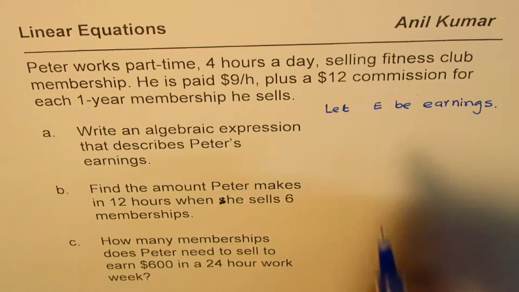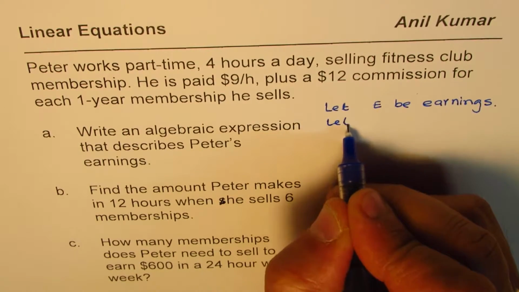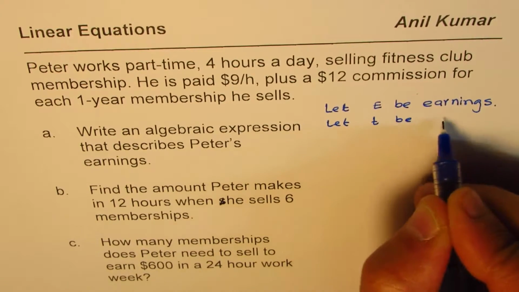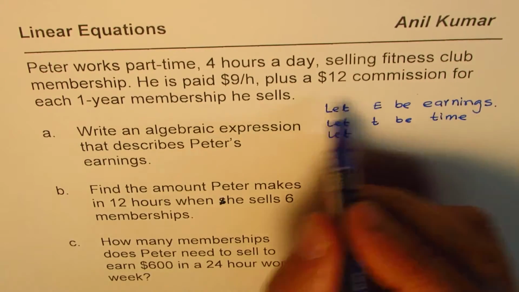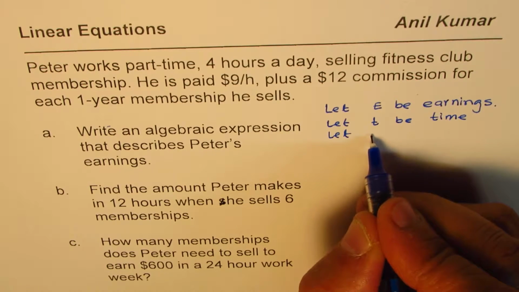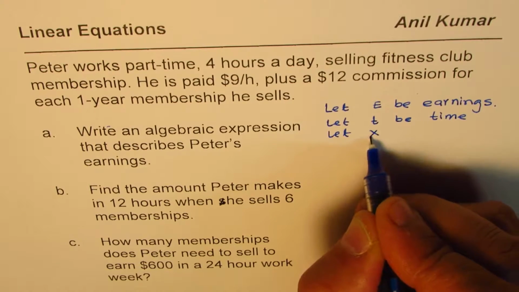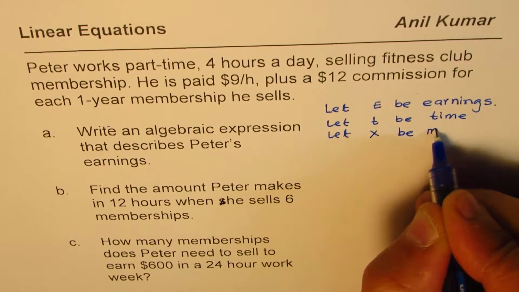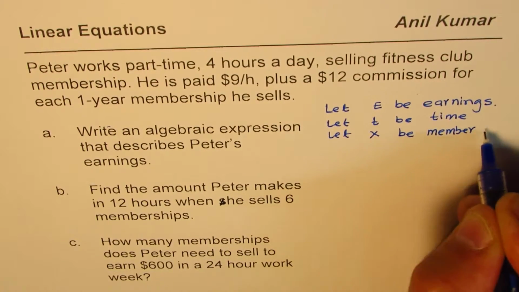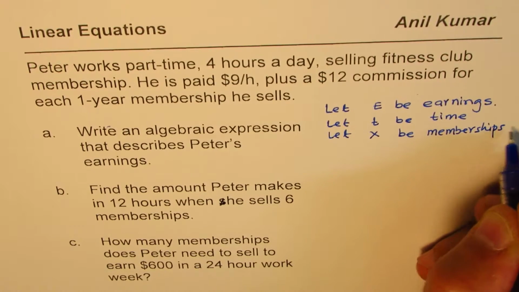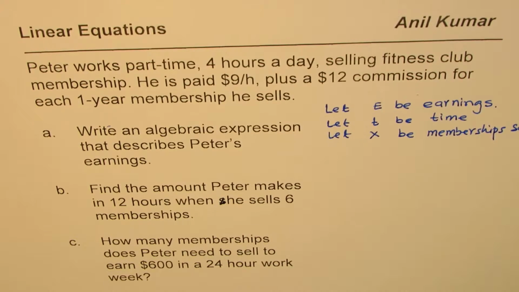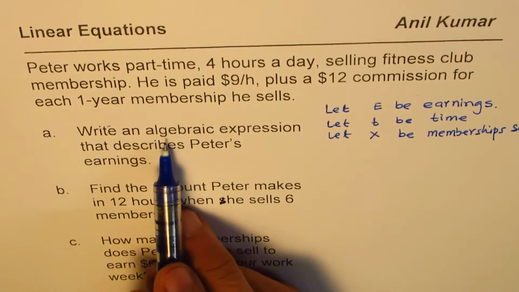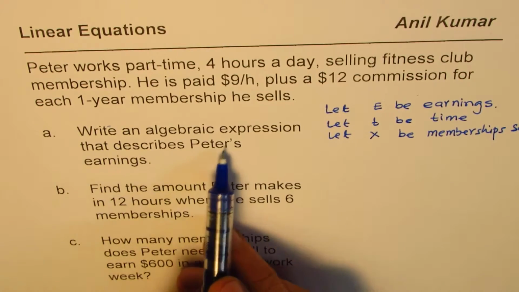Is it okay? So we say let T be time, and we can say let the membership sold be N or X, whatever. So let us say X be memberships sold. Is it okay? So we have 3 variables to begin with. Now let's see how to write an algebraic expression to describe Peter's earnings.